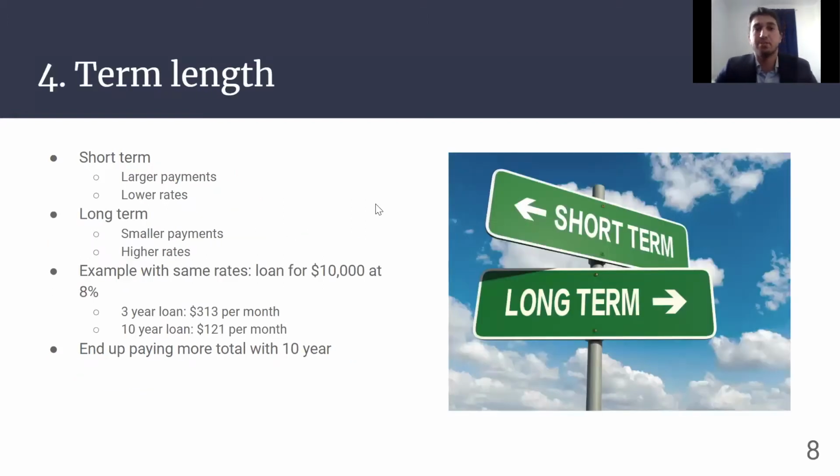The last thing to consider is the term length. If you get a short-term loan, it means you're paying larger payments, usually with lower rates. And then a long-term loan is the opposite, with smaller payments and a higher rate.